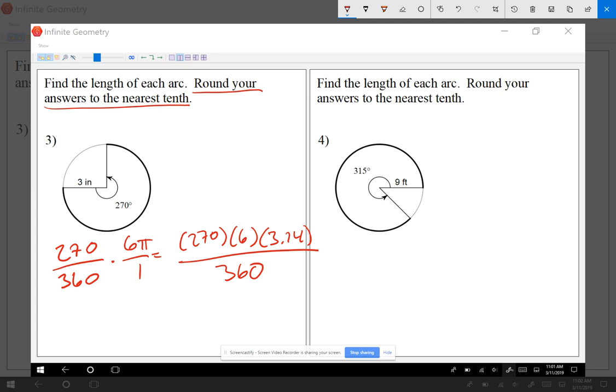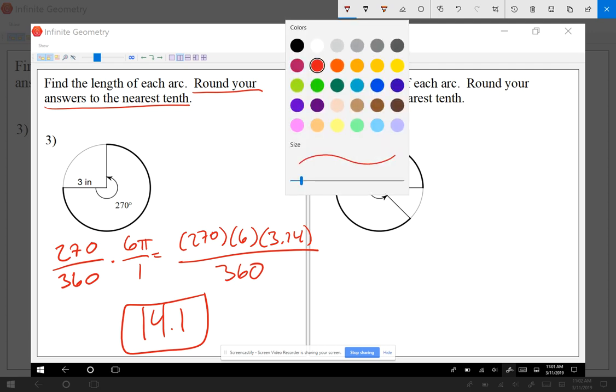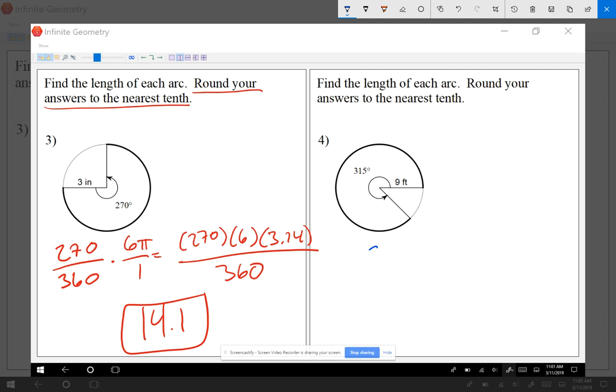In my case, I get 14.1. I rounded to the nearest tenth. It was 14.13, but I rounded to 14.1. Same thing for question number 2. I'm going to start with 315 over 360. How much of the circle I have? I'm going to multiply this by 18 pi, because it's radius times 2.